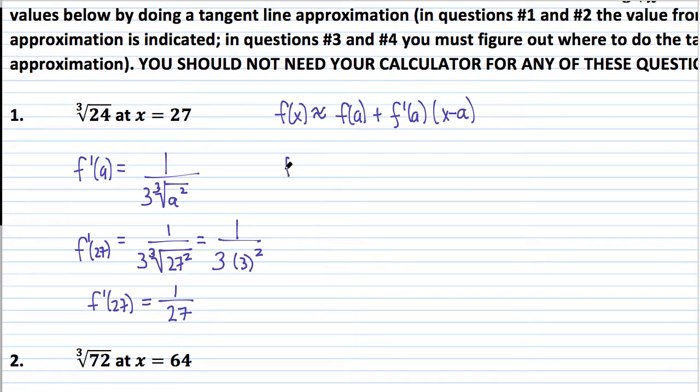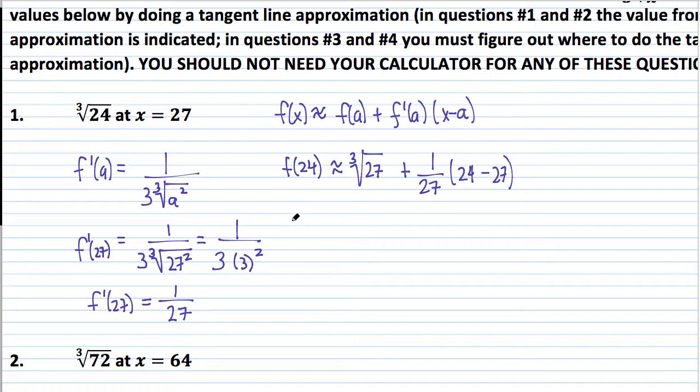For my tangent line approximation, x is going to be 24, so we're approximating the cube root of 24. It is approximately f of a, which is the cube root of 27. In case you've forgotten, our function f of x is the cube root of x. So it's the cube root of 27 plus f prime of a, which we just found to be 1/27, times the difference between x and a. So x is 24 and a is 27.